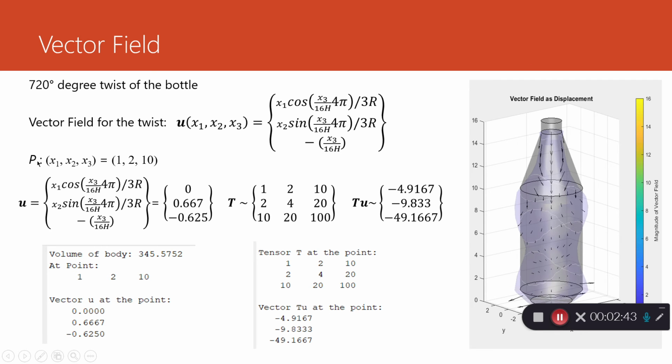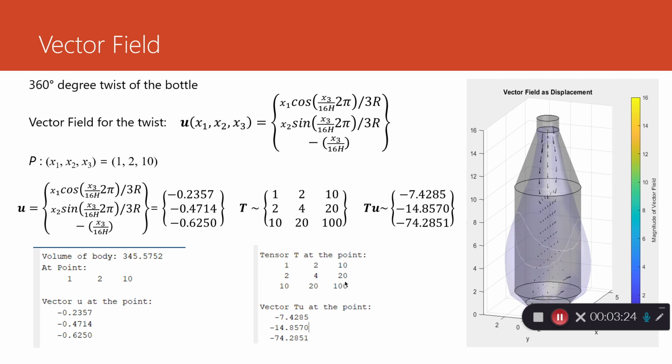And for the following point, 1, 2 and 0, the vector u comes up to be 0.667 and minus 0.625, and this is the following tensor which you have seen before. And the tensor acting on u, the components of the vector which is made because of the tensor are minus 4.9167, minus 9.833, and minus 49.1667. These are the values which I've received and got from the MATLAB code, and they are an exact match.